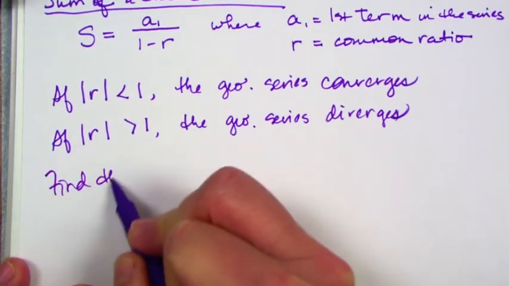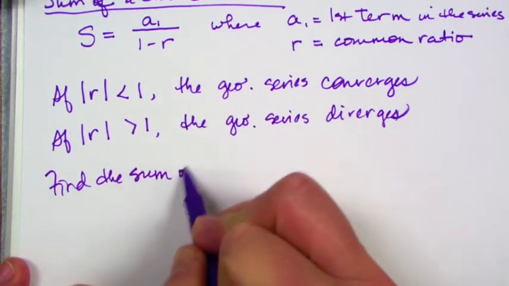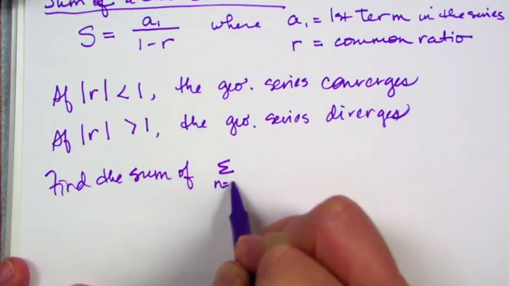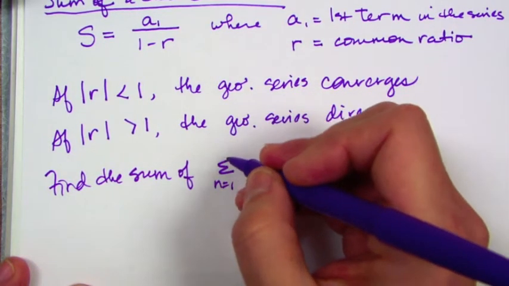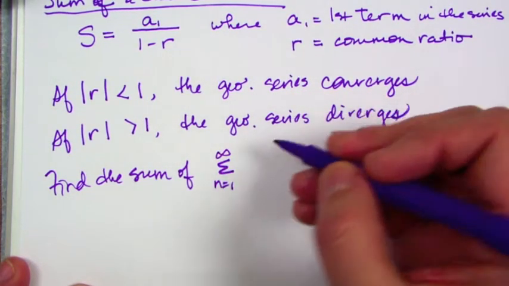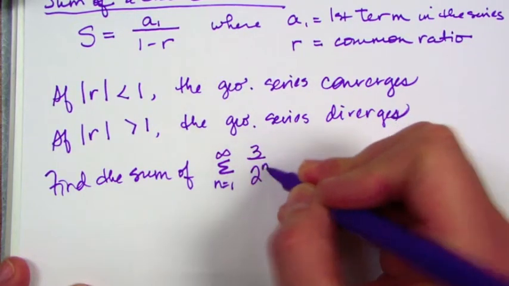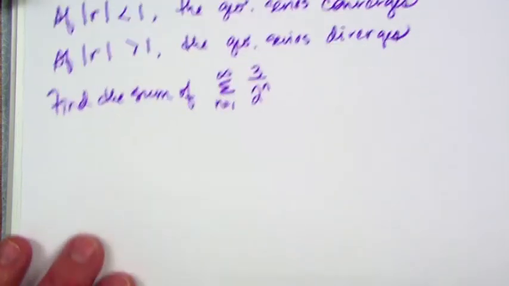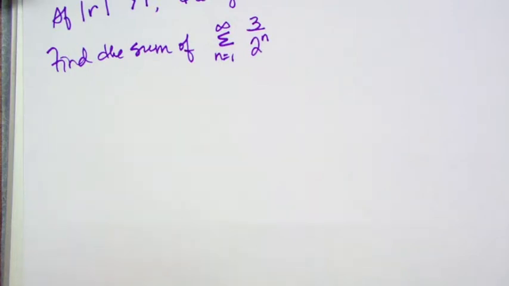So let's find the sum of the series that we were just dealing with. The series from n equals 1 to infinity of 3 over 2 to the n power. So is that like saying to find the sum of the sum? Yeah, you're finding the answer to that infinite sum.